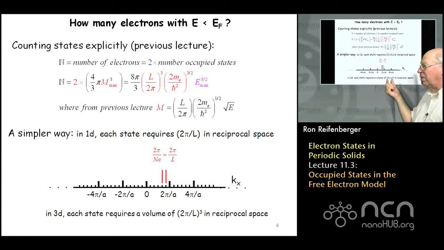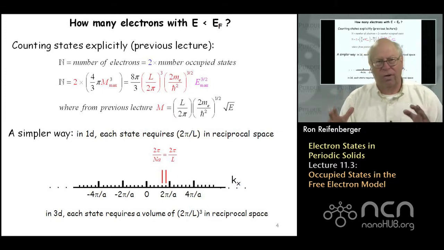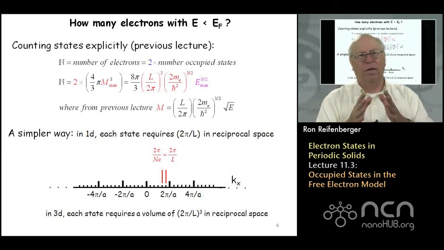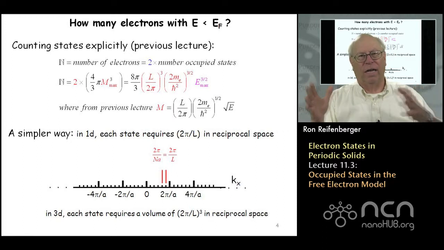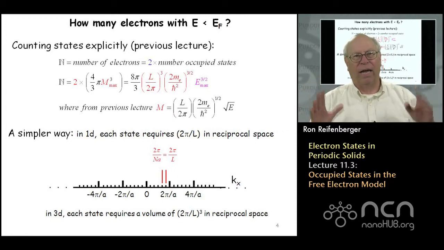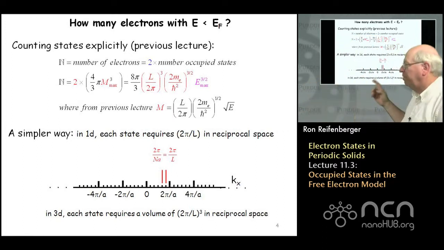So basically each allowed state requires a volume of (2 pi over L) cubed, where L again is the dimension of the crystal. It's convenient to assume that the dimensions of the crystal in the x, y, and z direction are all the same. So that's how you get just one value of L in this expression.